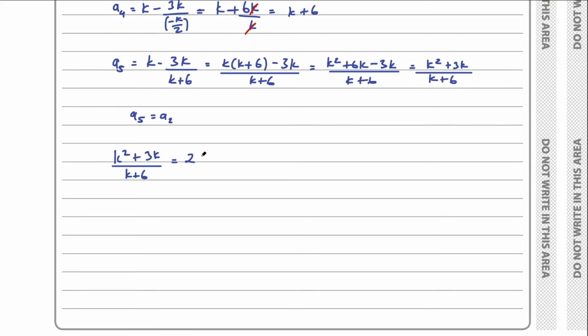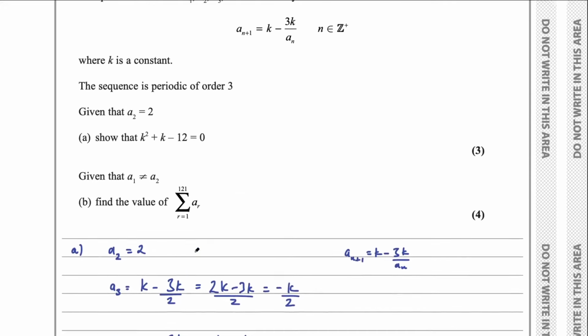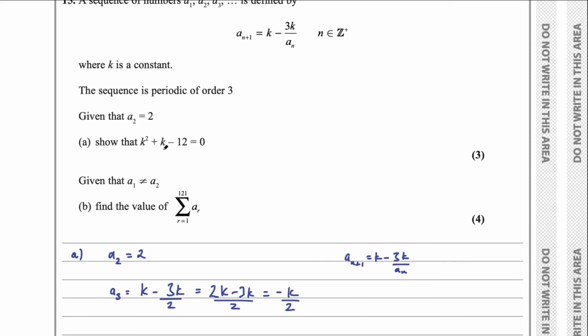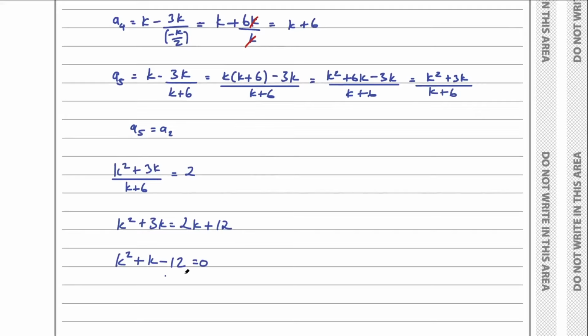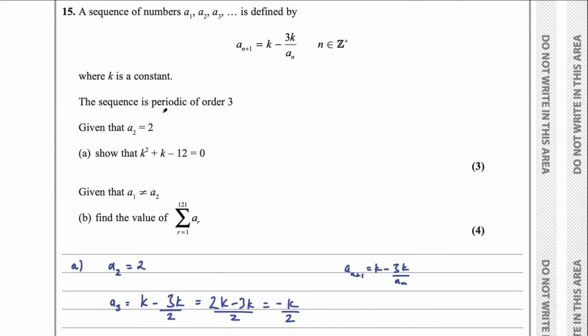So multiply by k plus 6 on the right hand side, we'll have k squared plus 3k equal to 2k plus 12. Then bring everything over to the left hand side, subtract 2k. 3k take 2k is just k, so k squared plus k take 12 equals 0. And go back to the question again. They wanted us to show that this would be true, and that's what we've done. k squared plus k take 12 is equal to 0. Okay, that was part A.